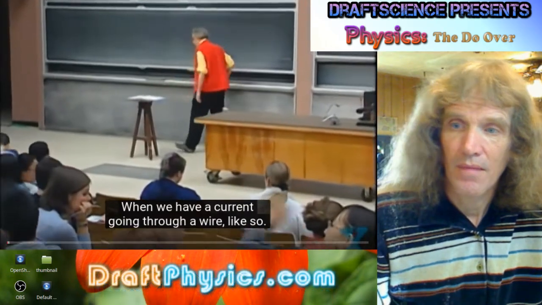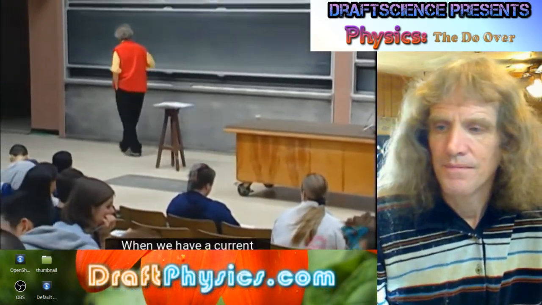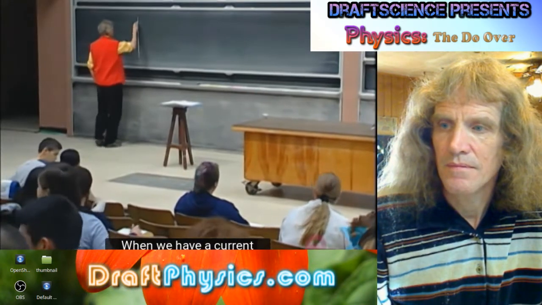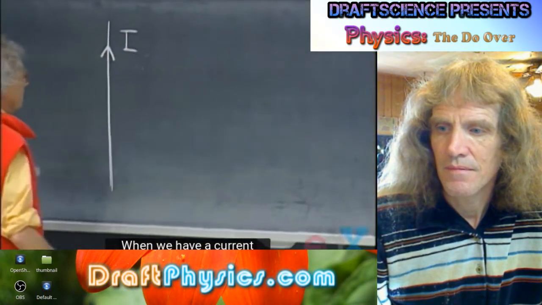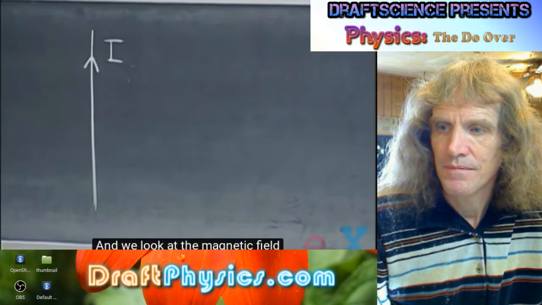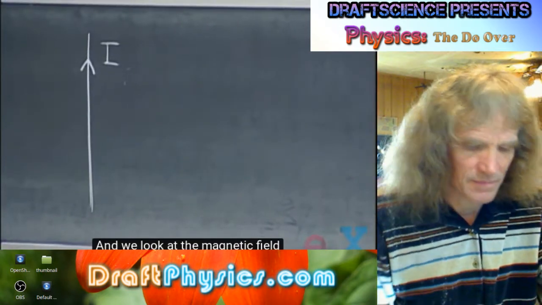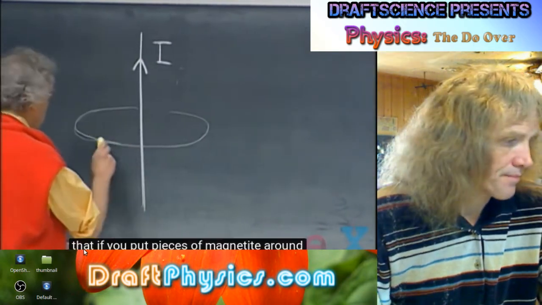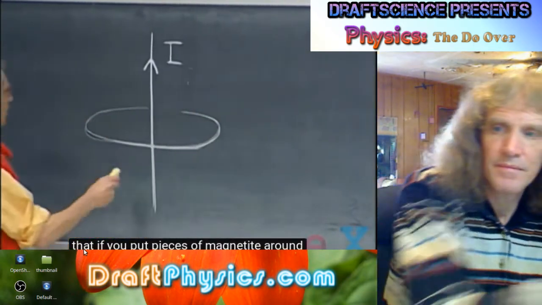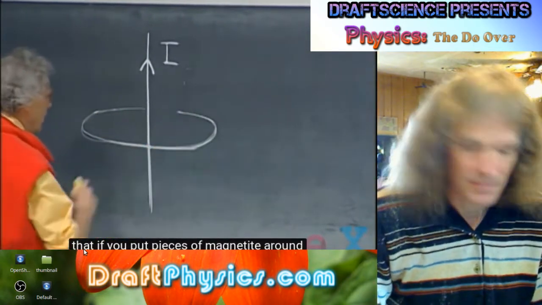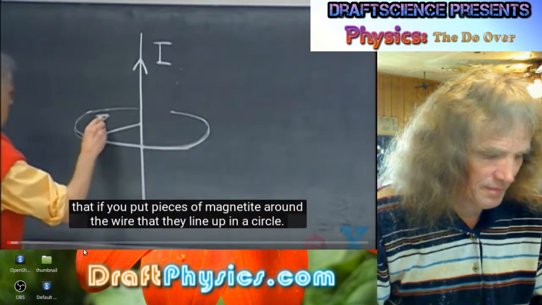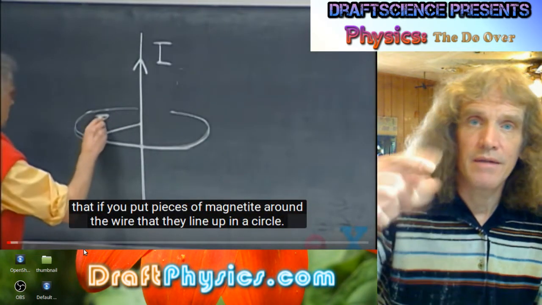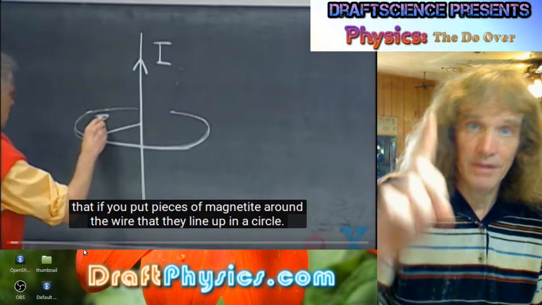When we have a current going through a wire like so, and we look at the magnetic field in the vicinity of this wire, then we know from experiment that if you put pieces of magnetite around the wire, they line up in a circle. Right, so they go around the periphery pointing north-south.